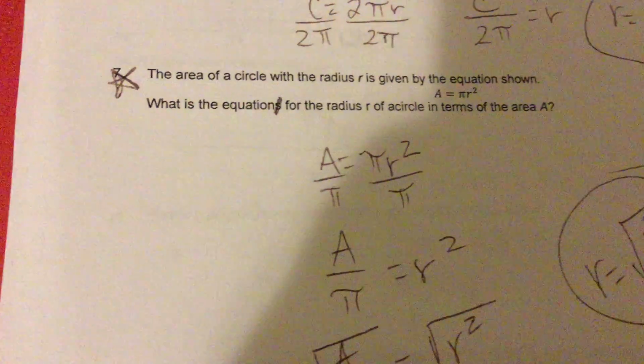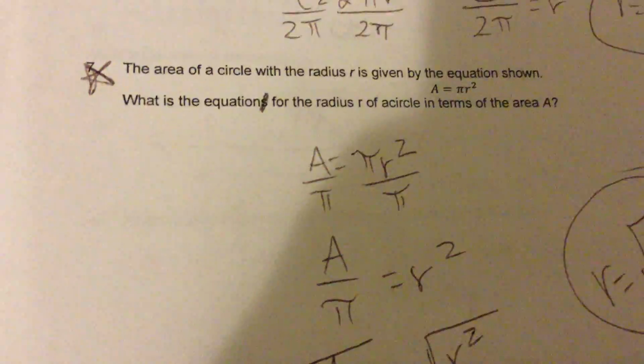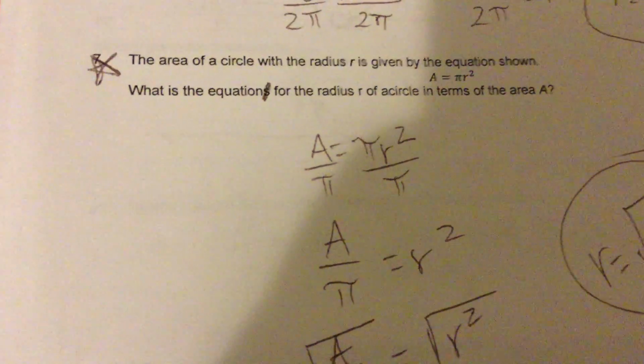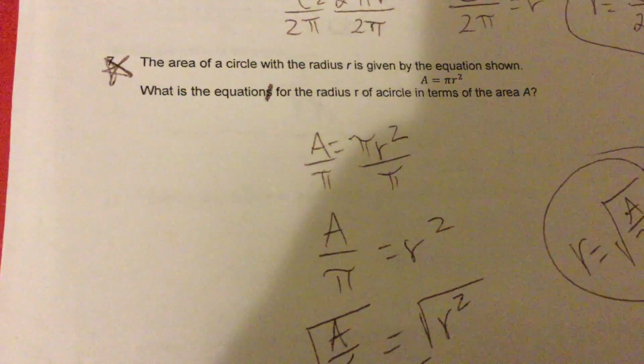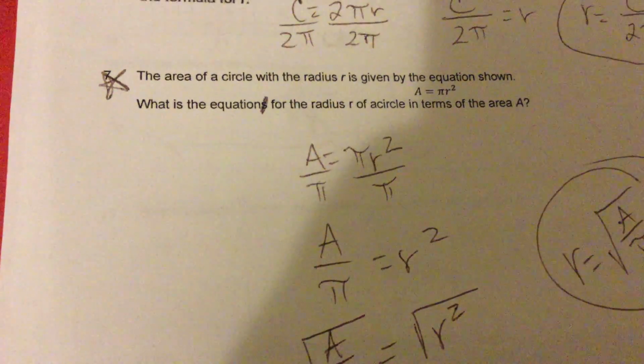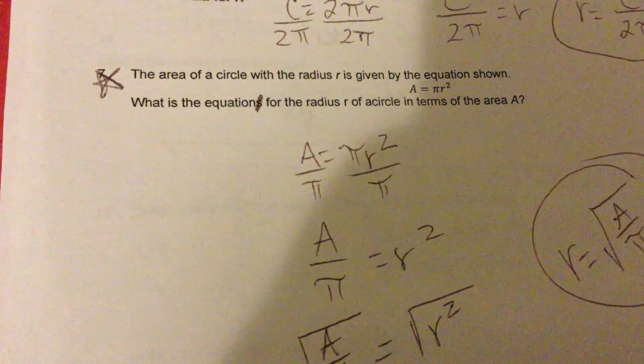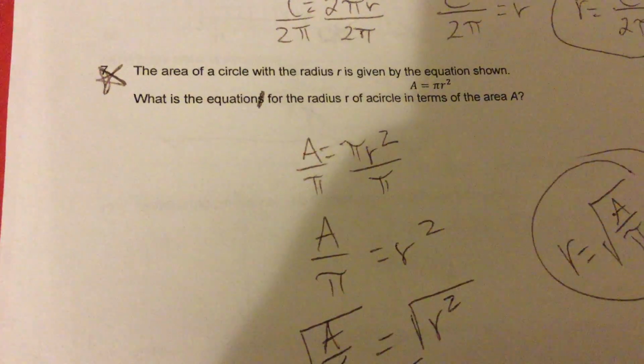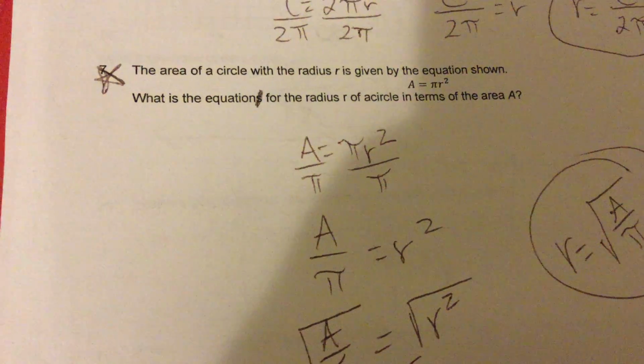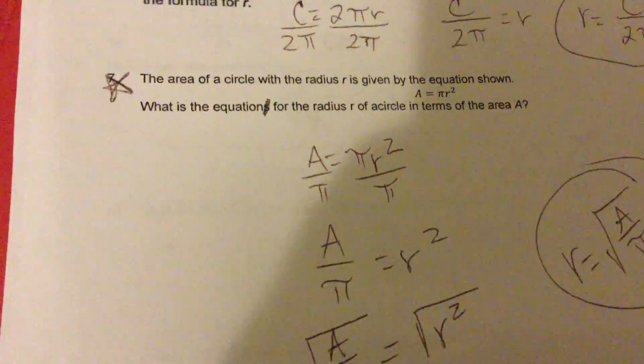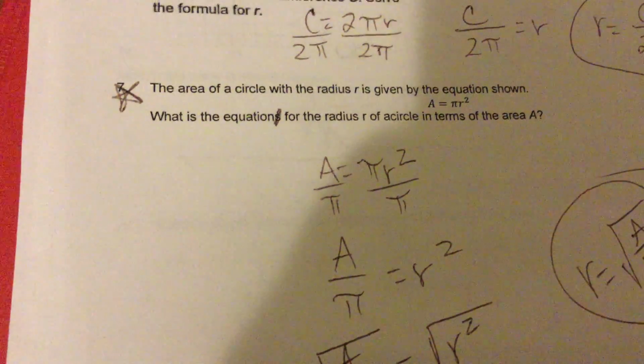In this video, I'm going to go over number 7 from your study guide. It's another literal equations question. It says the area of a circle with the radius r is given by the equation shown, a equals pi r squared. What is the equation for the radius r of a circle in terms of the area a?